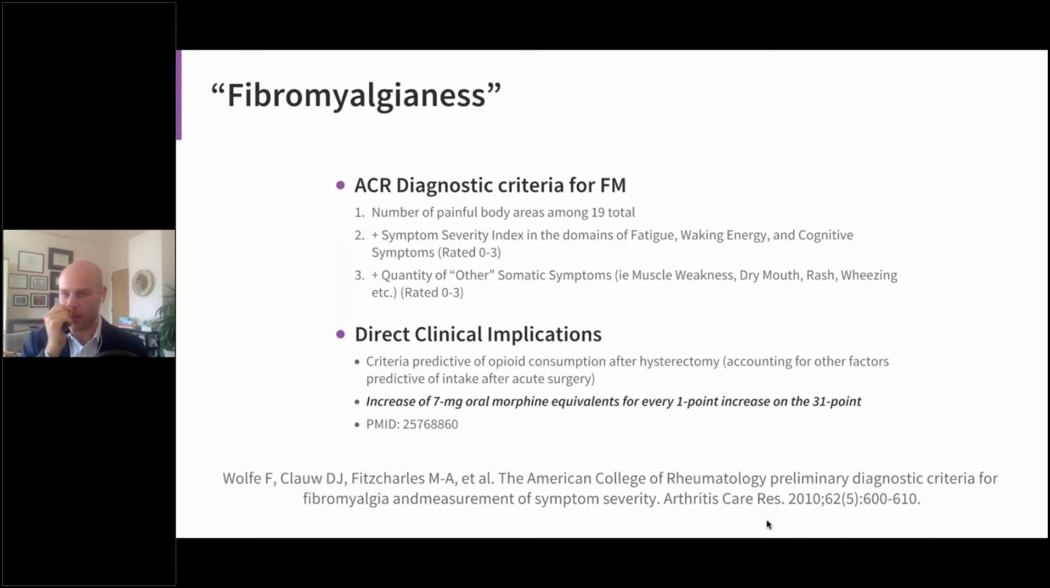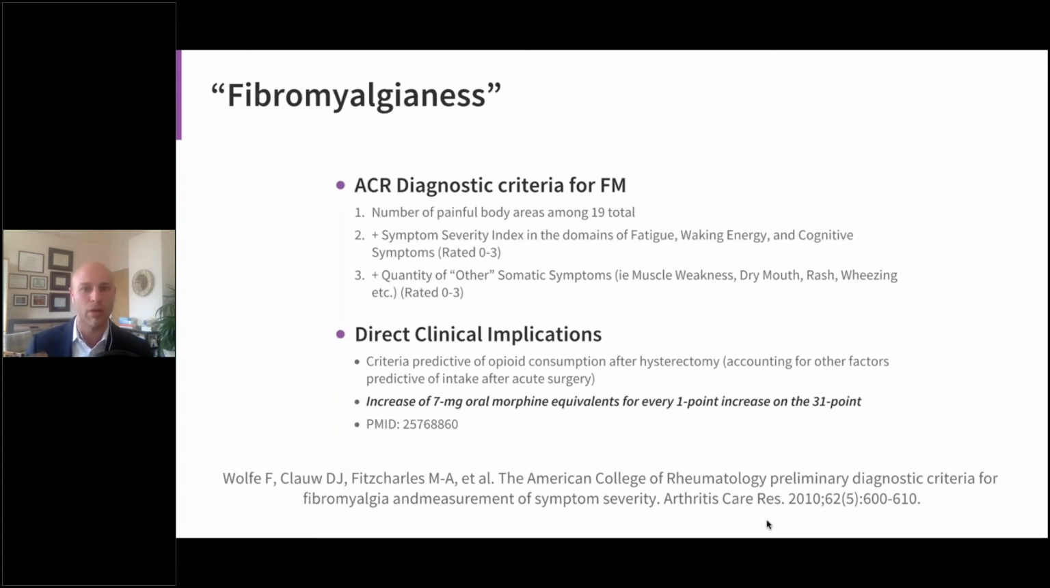levels off after that. But what's interesting is that they did this study in people who had knee replacements and then also hysterectomies. And in the hysterectomy study, once you accounted for all other factors that might contribute to someone suffering after acute surgery, what they found was every increase on this scale of 1 point led to a requirement on behalf of the patient of a 7 milligram morphine equivalent dose of opioids. And so that's a big deal, right?